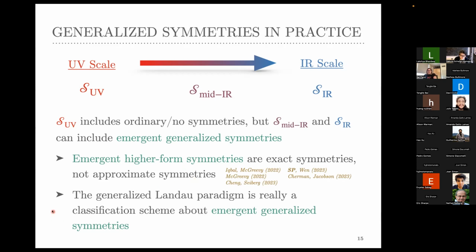Another point that is really important is one of the exciting parts of generalized symmetries, at least for me in condensed matter, which is this prospect of a generalized Landau paradigm. And I think it's really important that we say the generalized Landau paradigm is a classification scheme for emergent generalized symmetries. Our UV theories, the models whose phase diagram we want to explore, won't have these generalized symmetries. However, because they're emergent symmetries, and when they're higher form symmetries they're exact emergent symmetries, we can still use generalized symmetries to label the phase diagram.